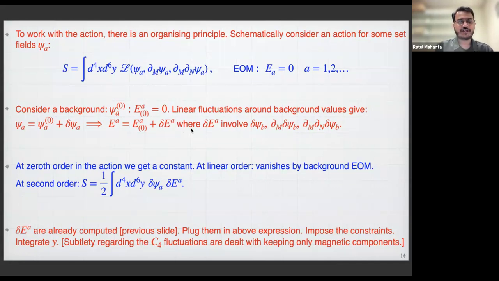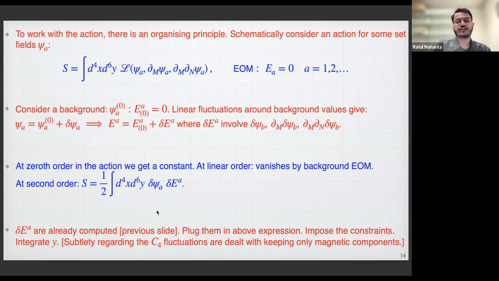Now if we plug this fluctuation in the action at 0th order, we get a constant. At linear order, terms vanish by the background equation of motion. At second order, we get this expression. You can see that this is first order, this is also first order, so this is really a second order expression. So for us, we already know these quantities, because dealing with the linearized 10D equations of motion, we computed these fluctuations. We can plug them into the above expressions, impose the constraints and integrate over y.